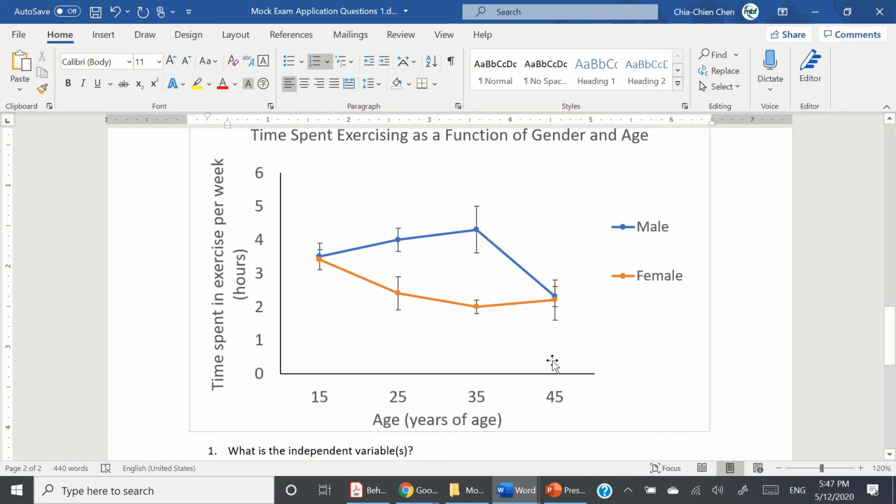Same thing at 35 years of age, males spend significantly more time than females exercising. Now, at 45 years of age, this is no longer true. Male and female spend exactly the same amount of time exercising.